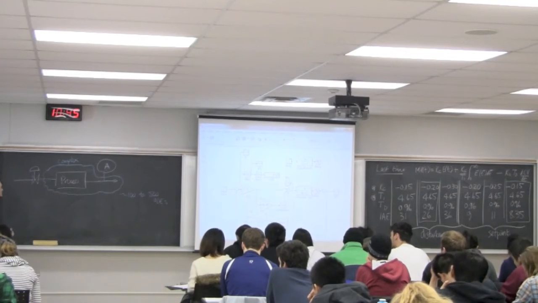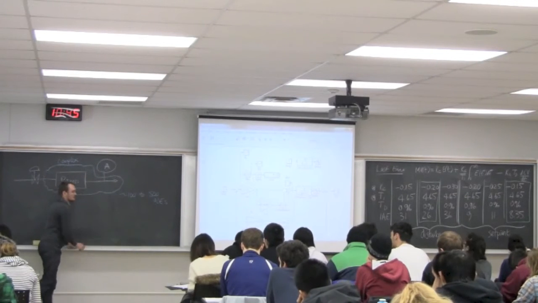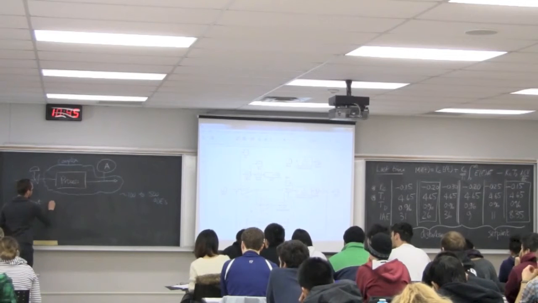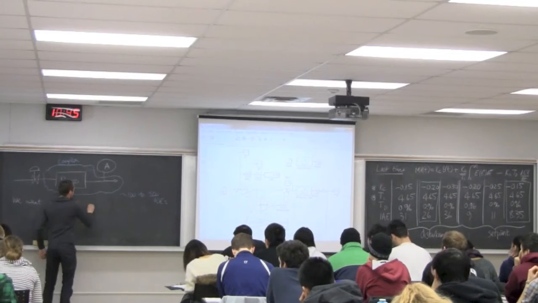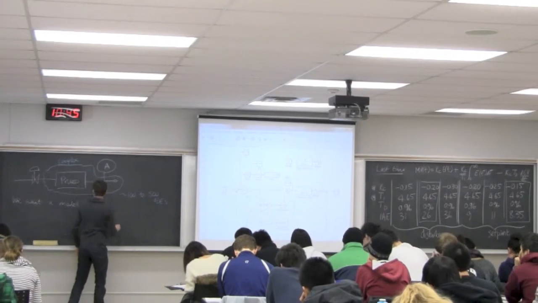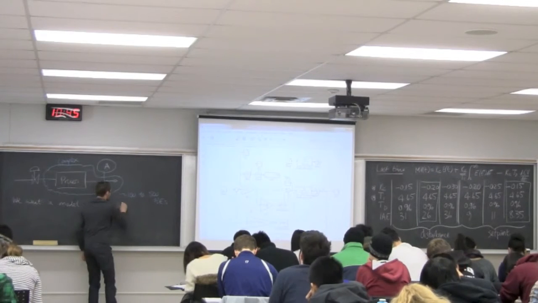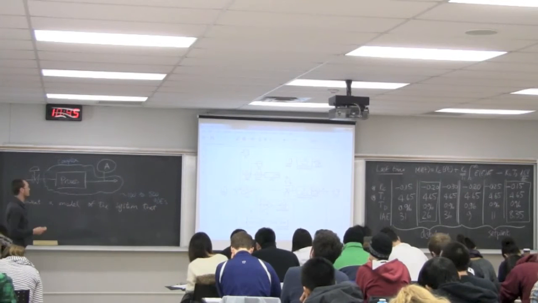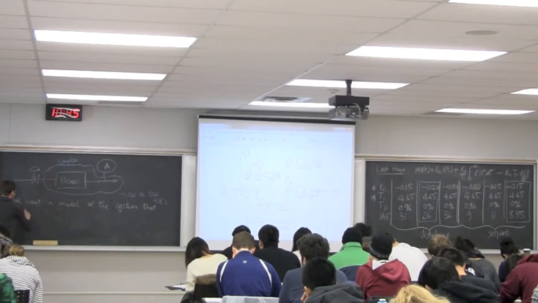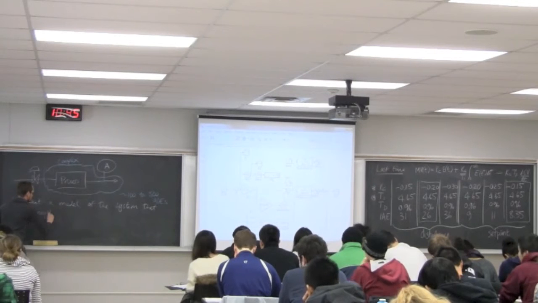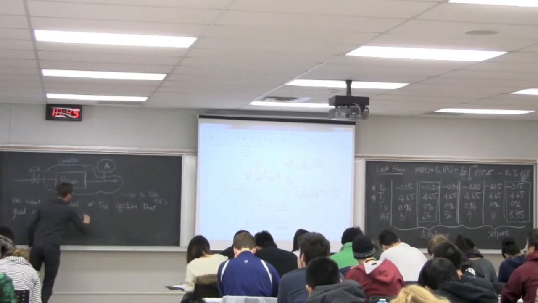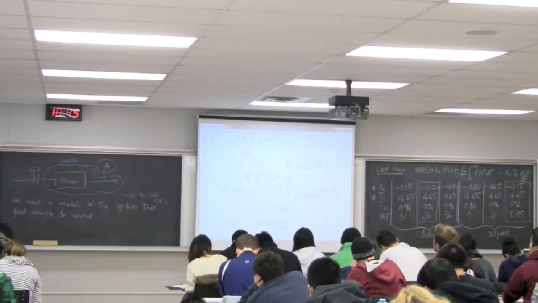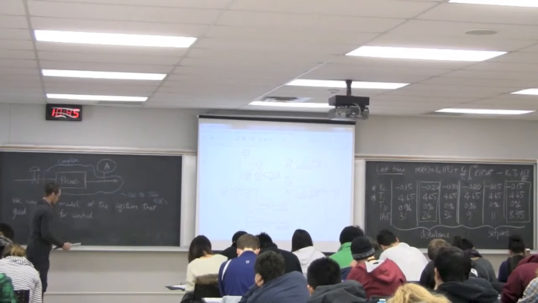But our goal is to recognize that despite this complexity, we want a model of the system that is good enough for control. So that's our goal here. Just simply good enough. And the model that's often good enough is the first order plus time delay model.